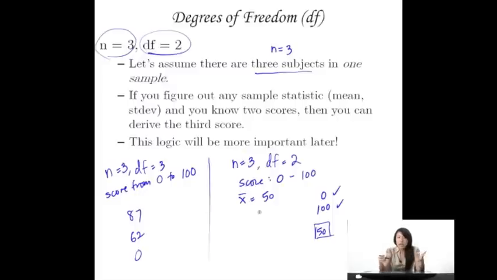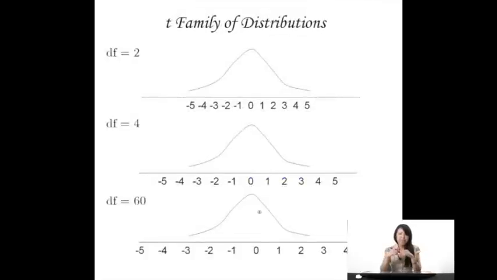This logic is going to become more important later on. But for now, what you could think about is because we're deriving other summary statistics from our sample, we're not completely free to vary. We've sort of locked ourselves down. We've pinned ourselves down and sort of built little gates for us at the borders, right? Okay, so now you know degrees of freedom.